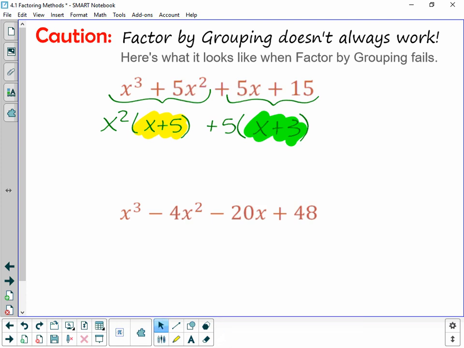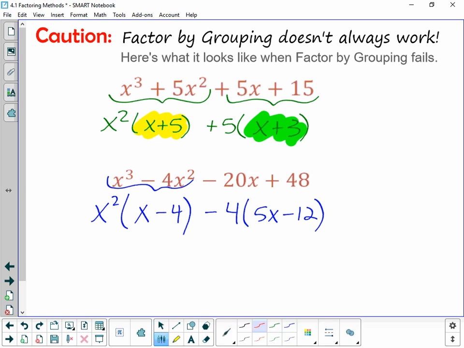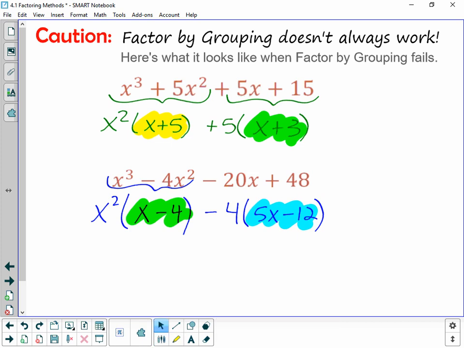Just one more, just so that you can see, if you didn't already. If we factor out a common factor from these two terms, that would leave an x minus 4. If we factor out a common factor here, let's see, 20 and 48 have a 4 in common. That would leave a 5x minus 12. So again, these two factors that are remaining are not the same. So we are unable to continue factor by grouping, and it did not work, okay?